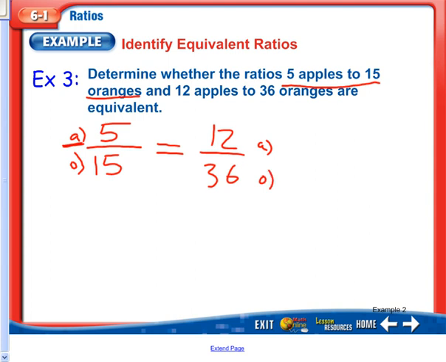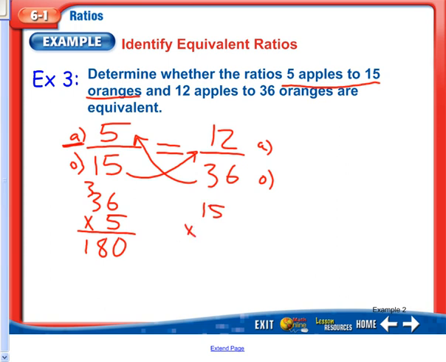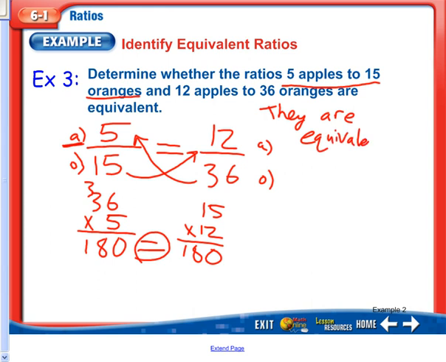And so to compare these, we're going to cross multiply, so 36 times 5 will be our first math here. 36 times 5 is going to give us 180, and 15 times 12 is going to also get us 180. Since these two numbers are indeed equal, those two ratios are indeed equivalent. So they are equivalent. And for homework's sake, you could probably just write equivalent.